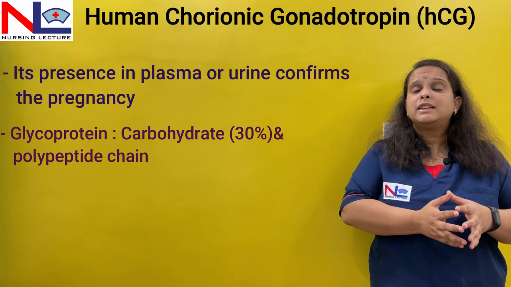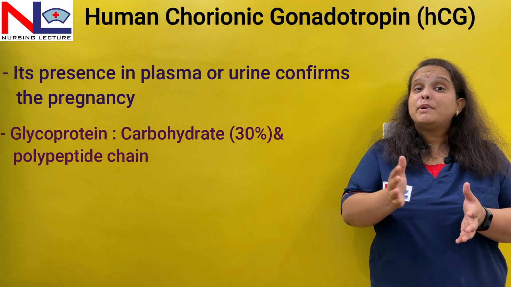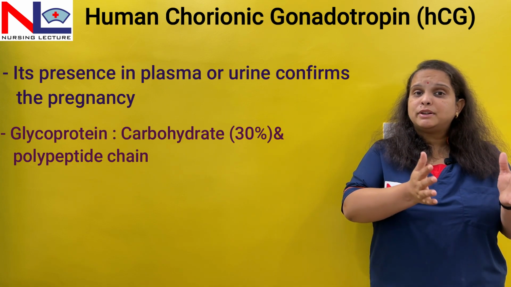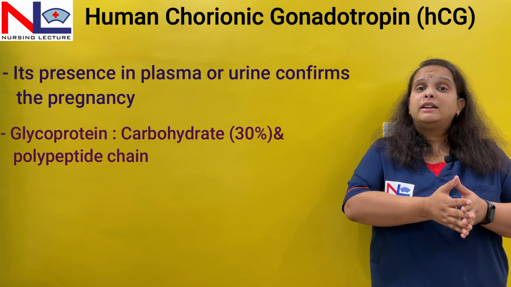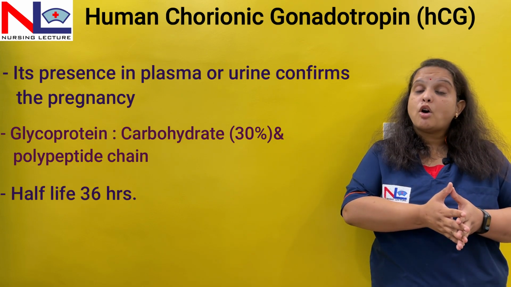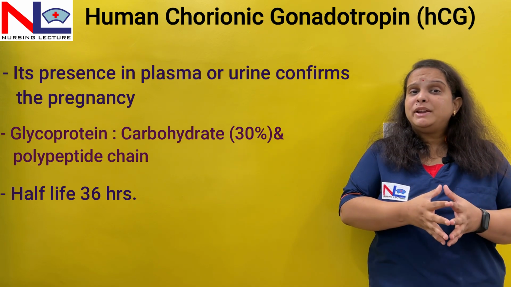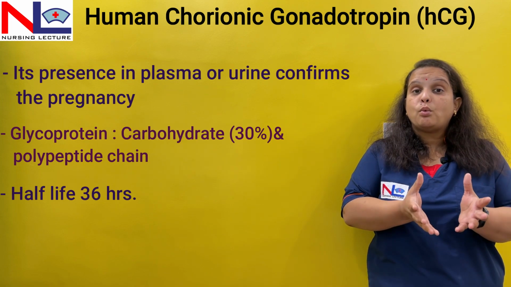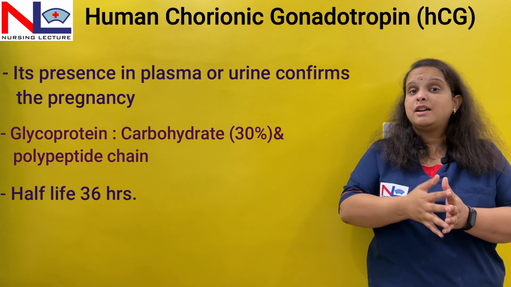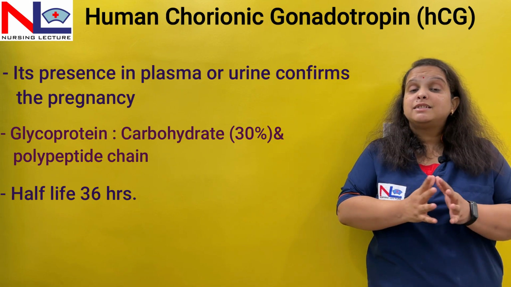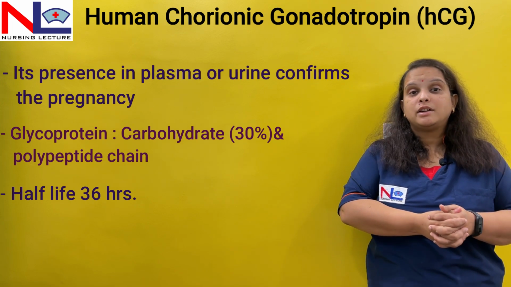That is why this hormone is not easily catabolized, because a polypeptide chain can be easily catabolized, but the carbohydrate will degrade later. Thereby the half-life of this hormone is 36 hours. The half-life means the time required for the hormone to become half of its original value. It takes 36 hours because it contains 30% carbohydrate component.